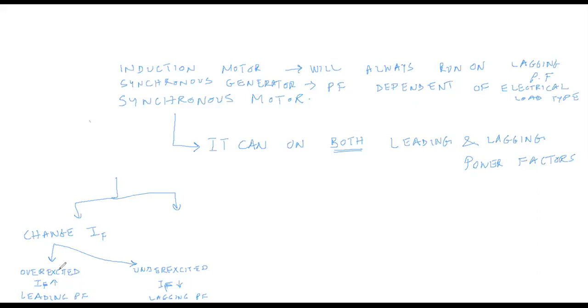So we take the reference of the per phase voltage, which is the input electrical supply, and this I may be leading in reference to that, or I may be lagging in reference to that. So how can I make it leading and lagging? I've just told one mechanism: change the field parameter IF. The second mechanism is to change the mechanical load.